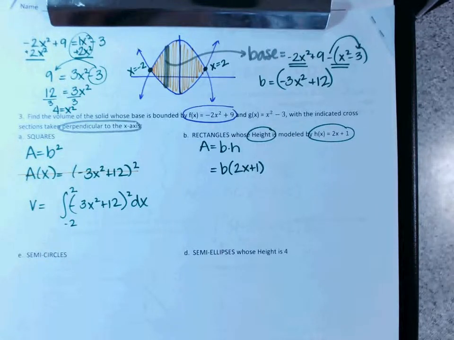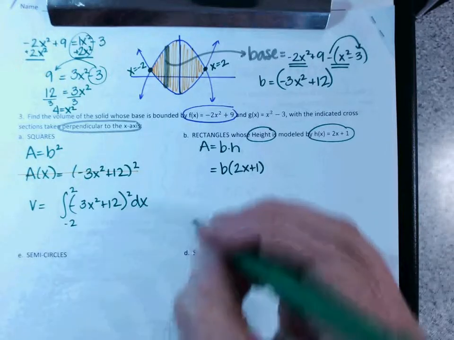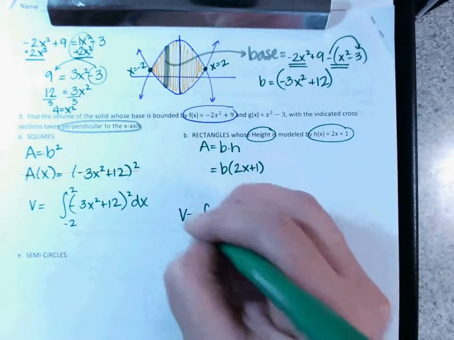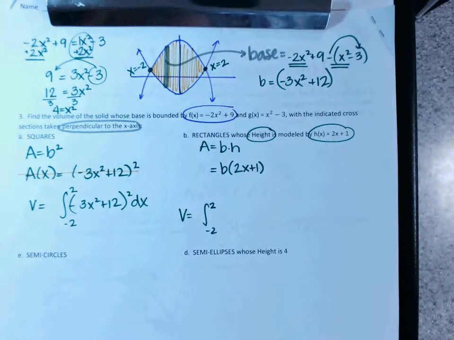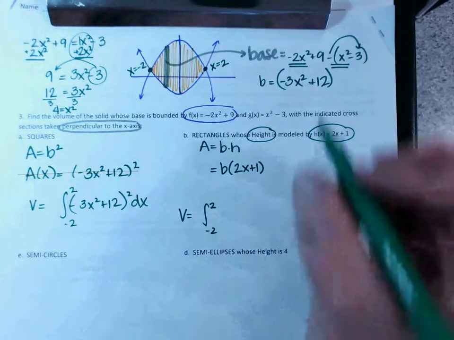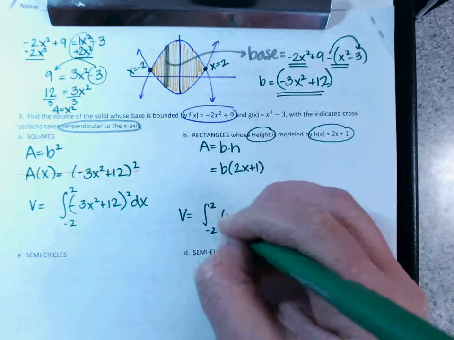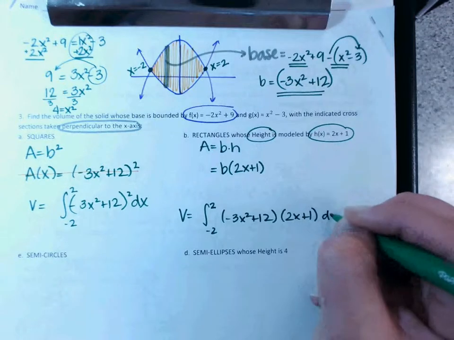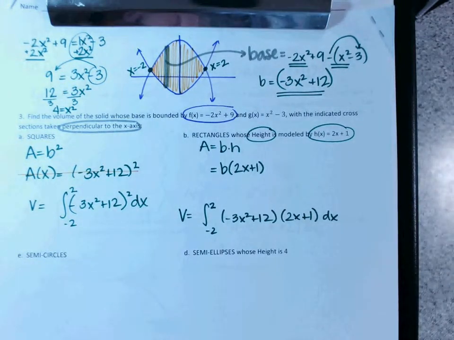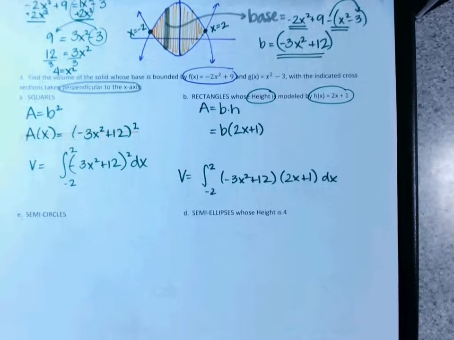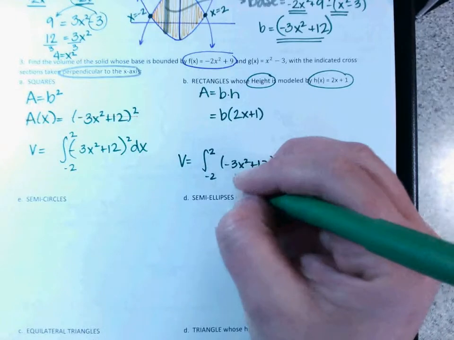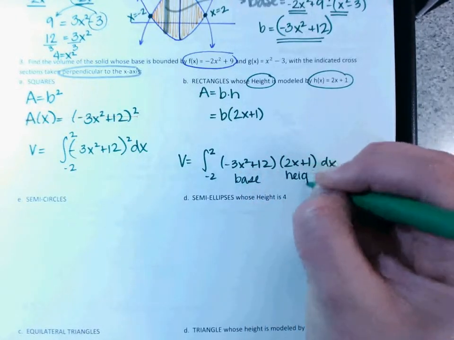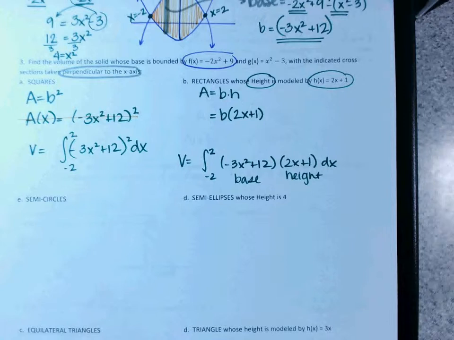And then how do I go from area to volume? I take my area, I put it in an integral. So volume would equal the integral from -2 to 2 of my base, this junk right here, multiplied by my height, which is 2x plus 1, dx. Make sense? And then you would plug it into the calculator. So this is the base that I found. This is the height that they gave me. Okay?